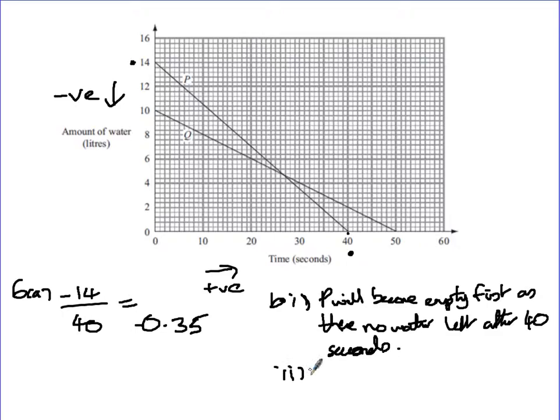Part 2. How much water is then left in the other container at that time? So you go up and you go across and you'd see that it was 1, 2, 3, 4, 5. So it'll be 1, 2, 3, 4, 5 up here. So then you would see 2 litres. So 2 litres will be left over.